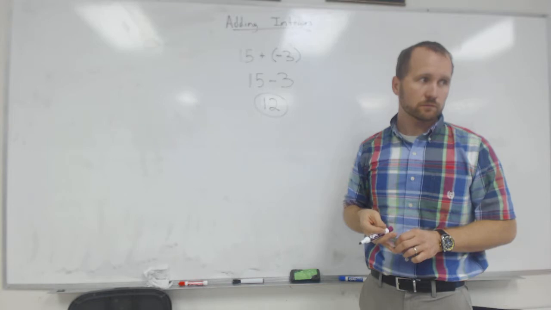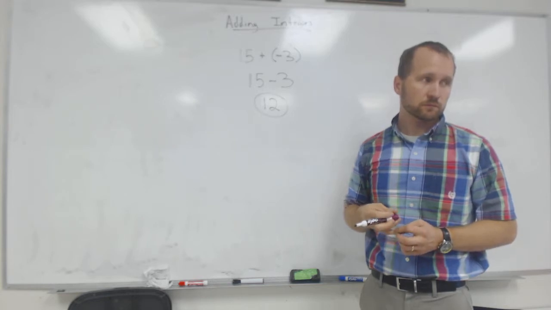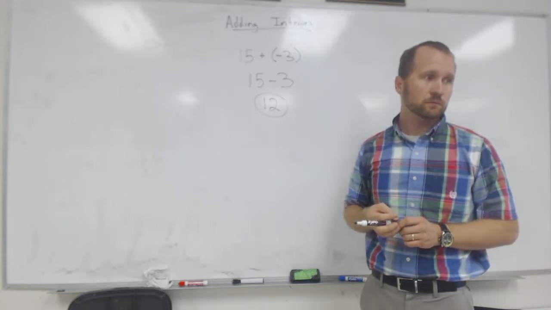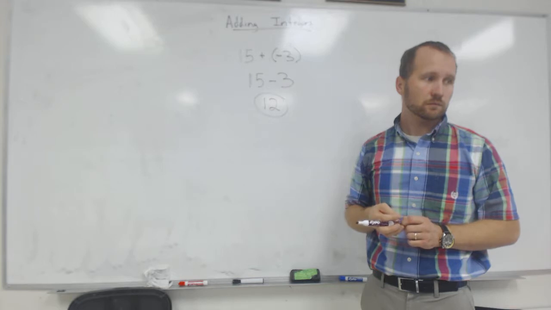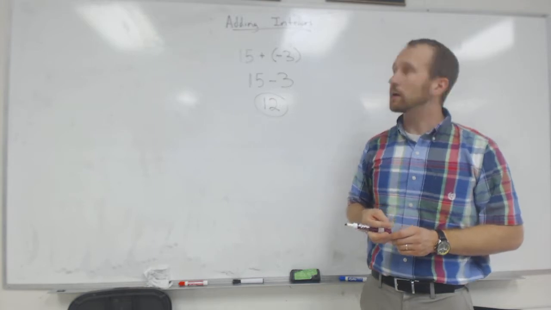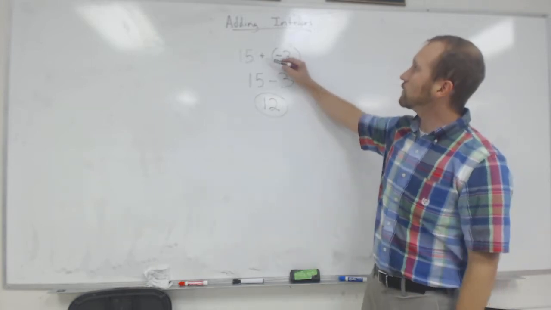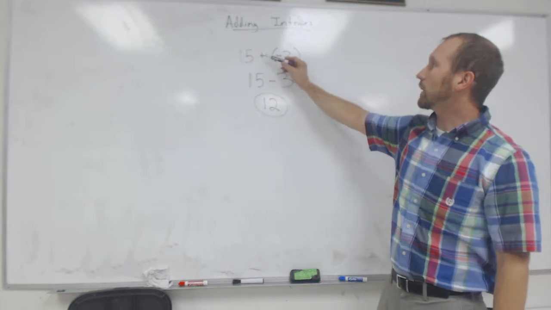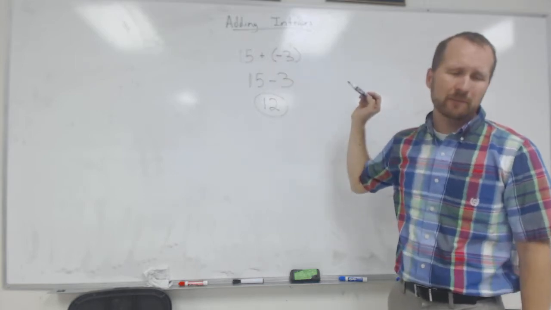I wish I had something bigger to show. But the way I do it is 15 plus minus 3. I erase the plus, and I just do that. And that's very similar to how we did it here, right? It's like that positive just totally went away.